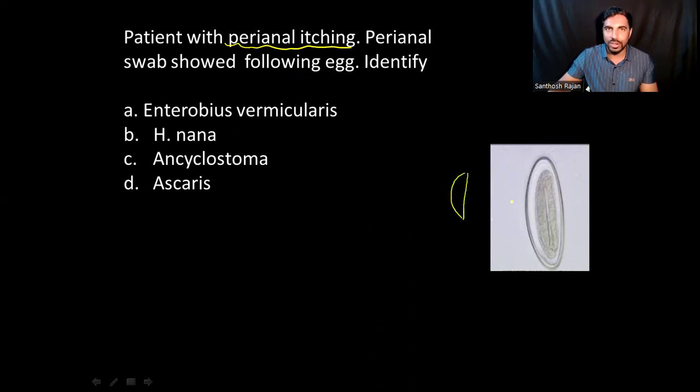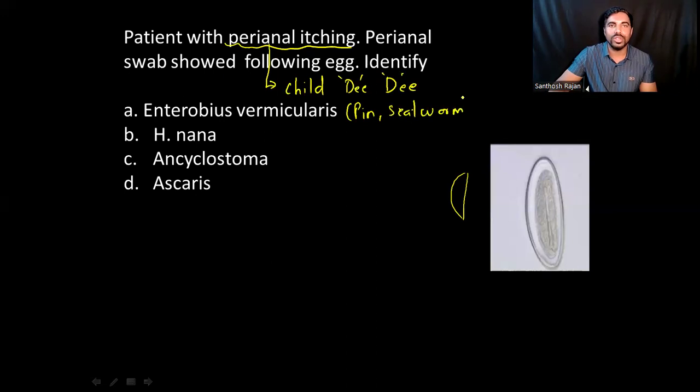D shape, plano-concave egg. Yeah, plano-concave. D means itself, whenever there's a perianal itching, the child would say, instead of saying ma ma, the child would say di di di di. That's what the idea is, simply to say that the shape of the egg is D, then that is Enterobius vermicularis. Pinworm, seed worm, so many names are there for this. So I'm sure you did good.